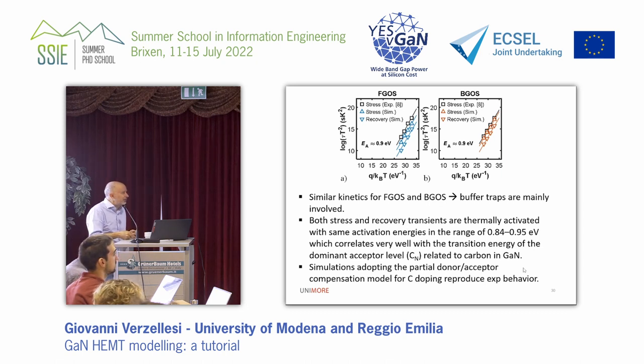And third coincidence, the activation energy extracted is very well in agreement with the energy typically predicted and found for the CN trap related to acceptors for carbon. And also simulations adopting the partial donor acceptor compensation or dominant acceptor compensation model were able to reproduce the experimental behavior, also in terms of activation energy extracted from the simulations, but at different temperatures. Okay?